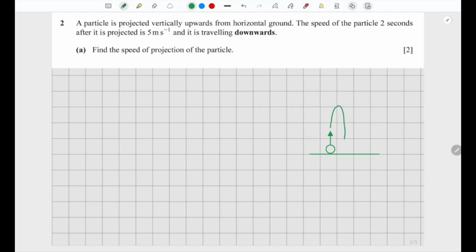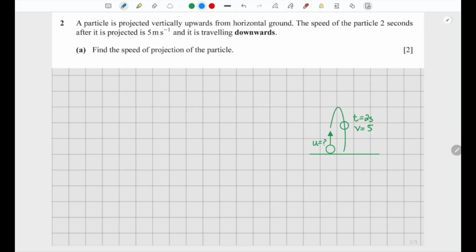So the journey is like this. When it is coming downwards, somewhere here, let's assume the particle is now here. When it is here, 2 seconds have passed, and now the velocity is 5. What we need to find is the initial speed of the projection, so we need to find u.